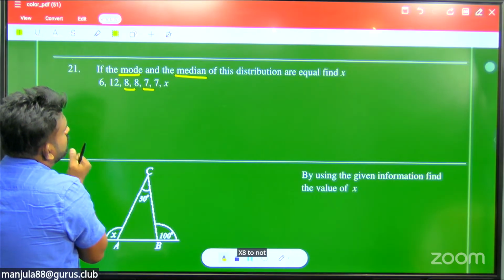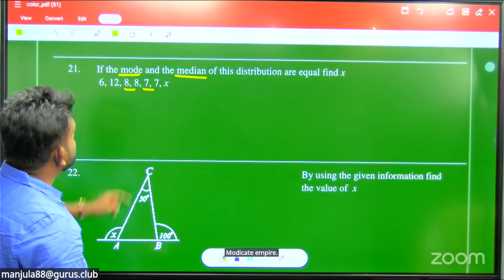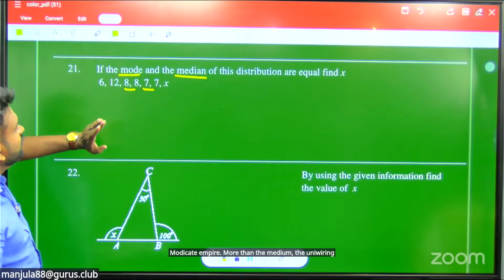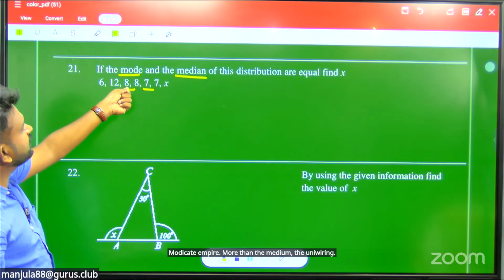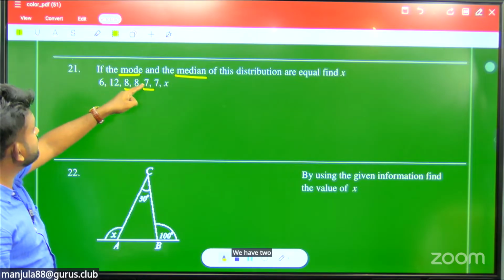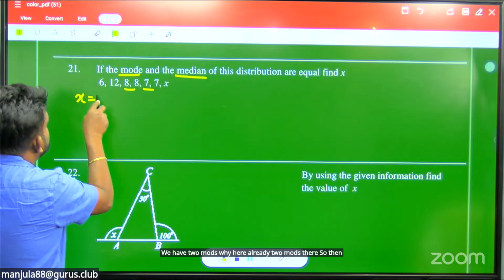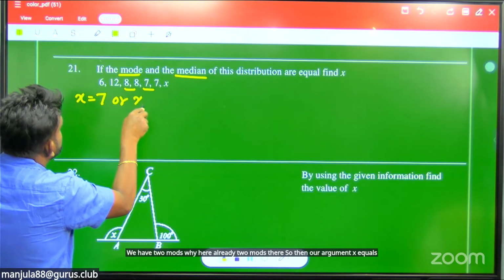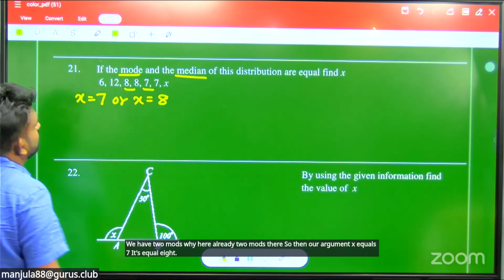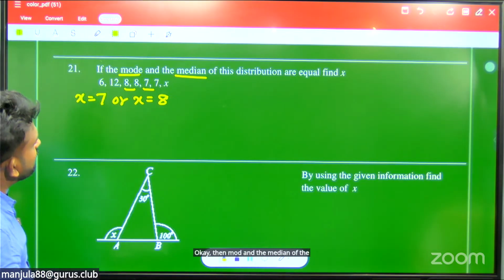If x is anything else, there would be two modes. We have two modes, so why is there already more than one mode here? So our argument is x equals 7 or x equals 8. Then the mode and the median of the distribution are equal.